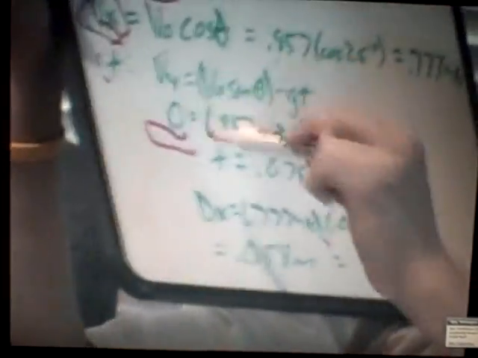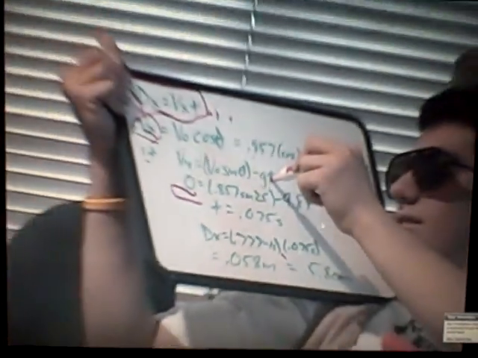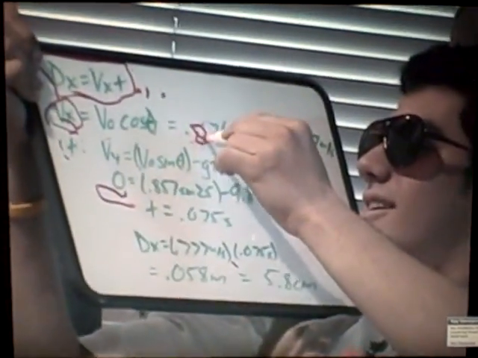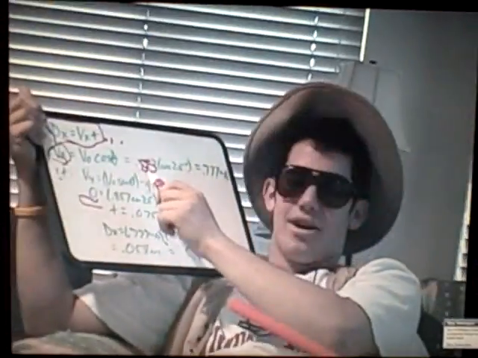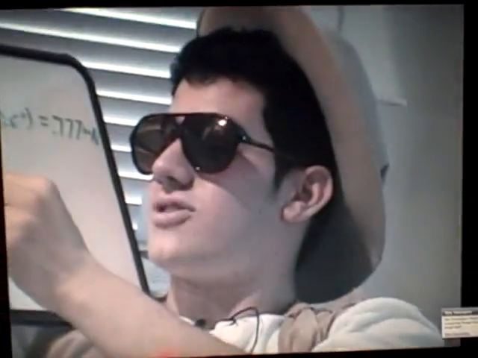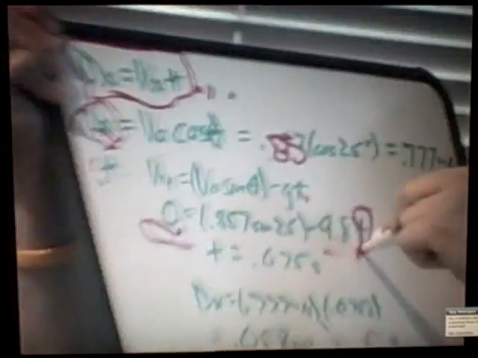Let's set Vy to 0. We already went over that. We're going to set Vy to 0. You have 0.857 sine 25 degrees minus 9.8 t, because we're solving for t here.